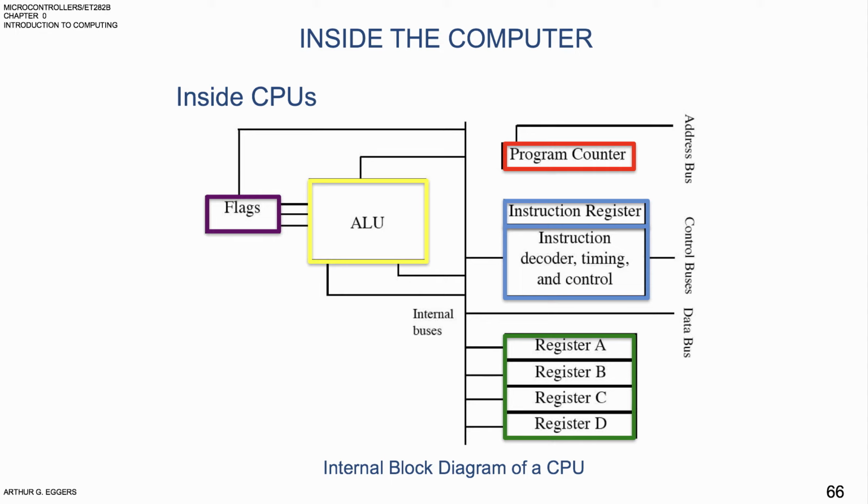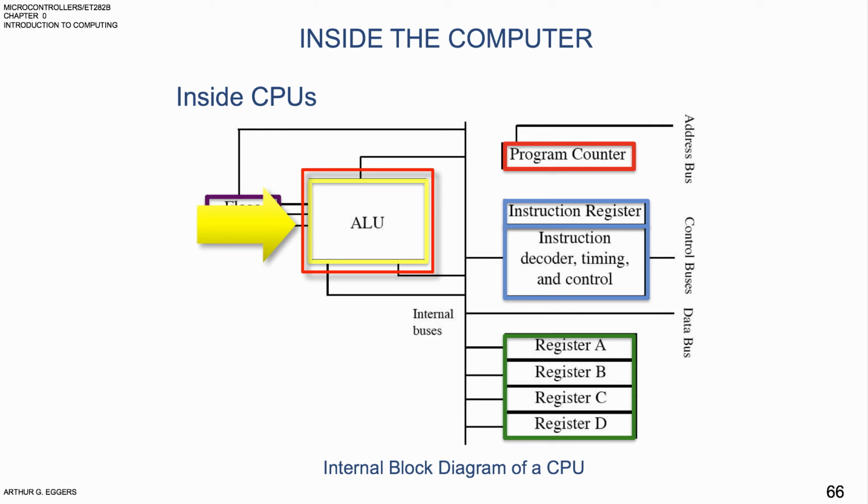The CPU also has what's called the Arithmetic Logic Unit, the ALU. The ALU section of the CPU is responsible for performing arithmetic functions such as add, subtract, multiply, and divide, and logic functions such as and, or, and not.